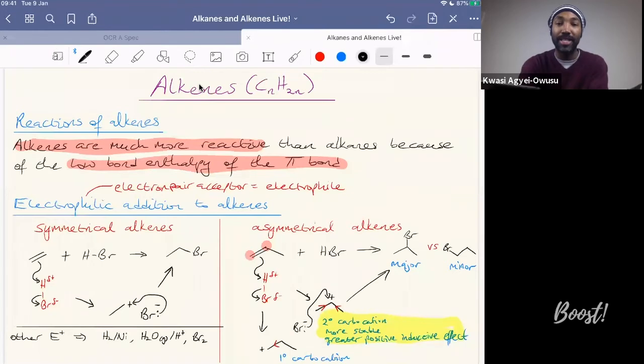So let's have a look at some practice questions. I've taken these questions from your AS 2016 paper. These are some questions on some various aspects of alkanes and alkenes. So looking at bonding, counting numbers of sigma and pi bonds, looking at some of the reactions we've just discussed as well.